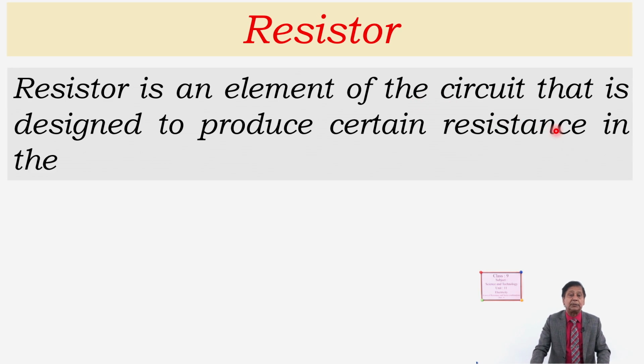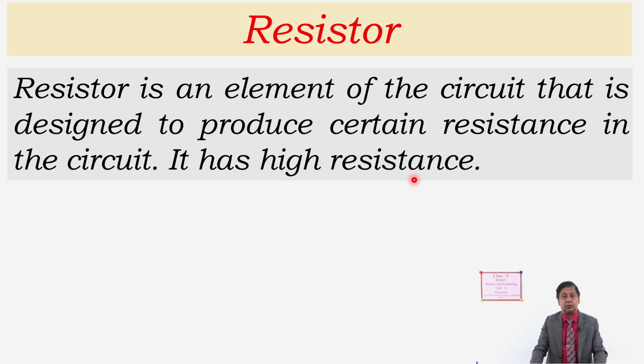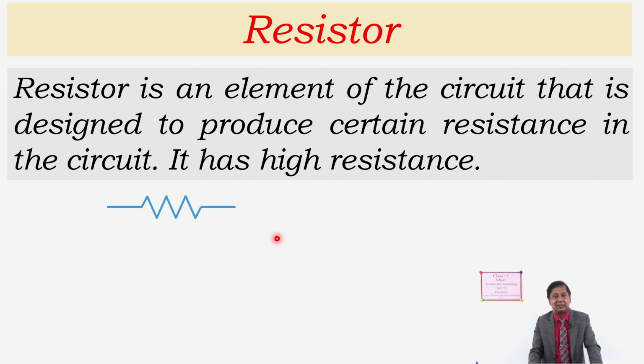Now we can define it this way. A resistor is an element of the circuit that is designed to produce certain resistance in the circuit. It has high resistance. A resistor can be represented by this symbol in the electric circuit. The symbol is a straight line with ups and downs, zigzag lines, and this is the representation of the resistor in the electric circuit. If you have seen this in an electric circuit, it means this is a resistor wire and its resistance is high.